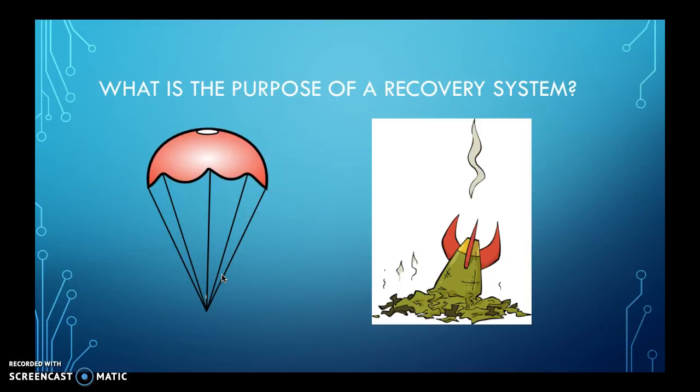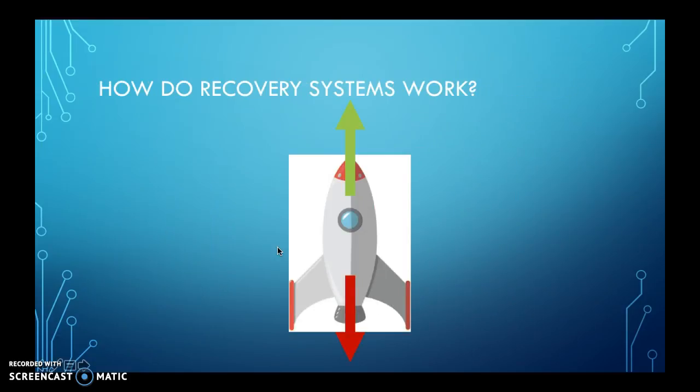All right. The purpose of your recovery system is to slow down your rocket enough so that when it hits the ground, it does not end in a crash. One of the most common ones that you see is a parachute. Most of the rockets that we have used up until this point, when they re-enter, use parachutes to slow them down. So how does a recovery system work?